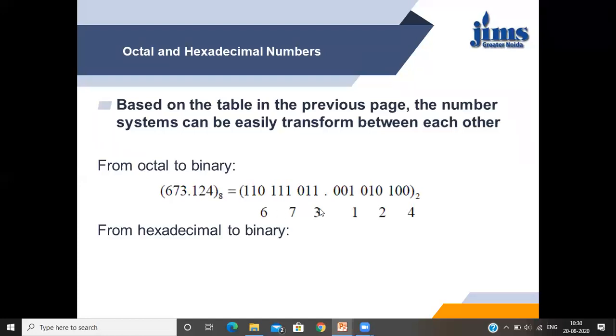The same process can be done for the hexadecimal number, where each hexadecimal digit can directly be represented by 4 bits.